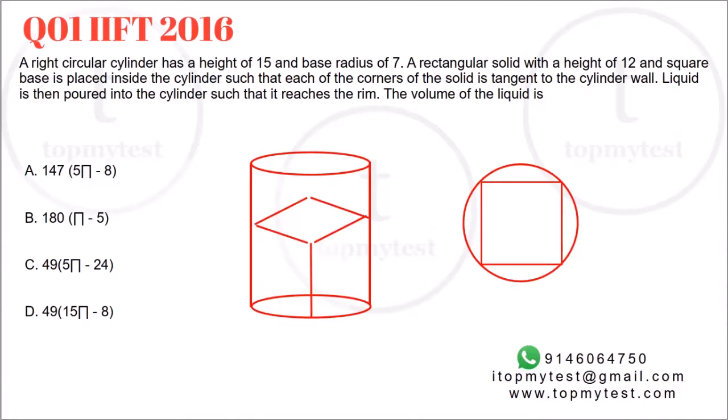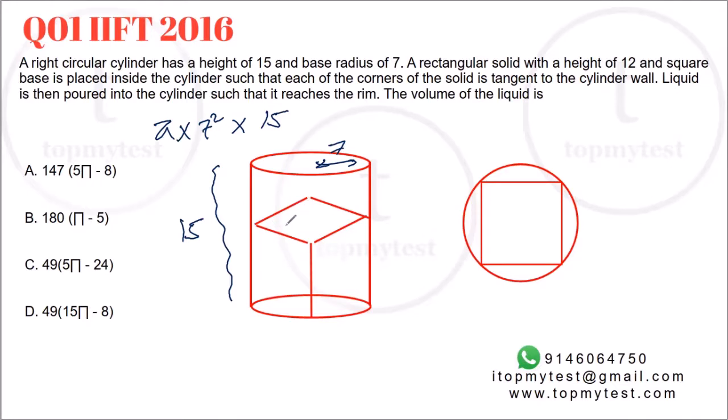Okay, so if I were to draw the dimensions of this solid, you have a cylinder of height 15, radius is 7. So we know the full volume. Full volume will be pi into 7 square into 15.